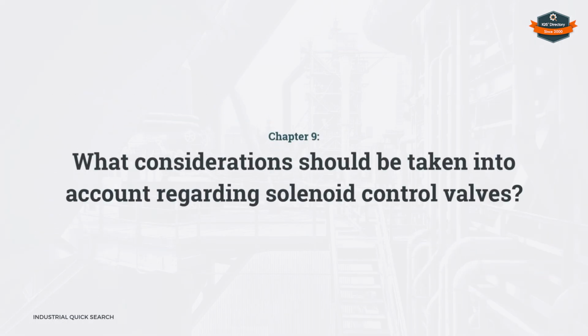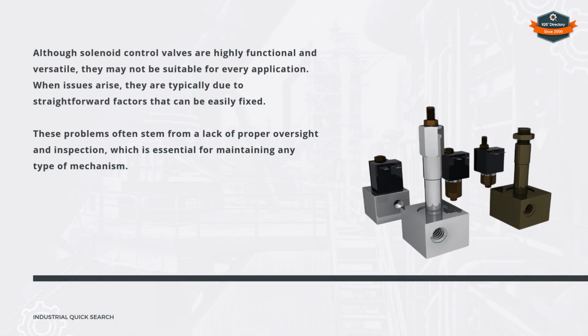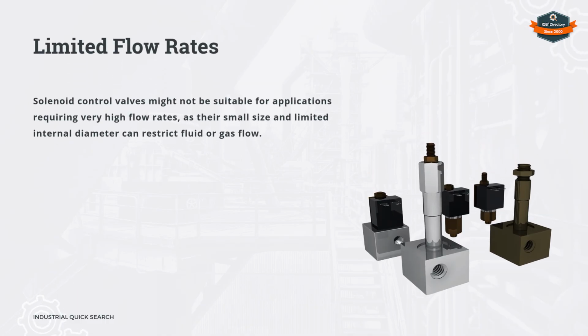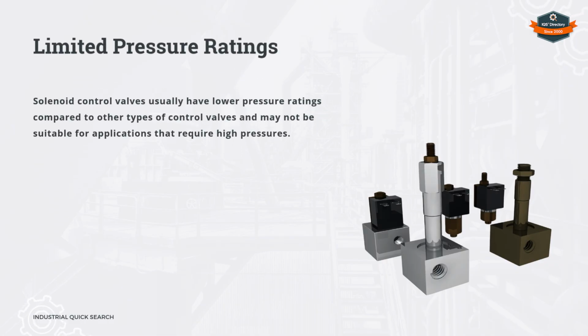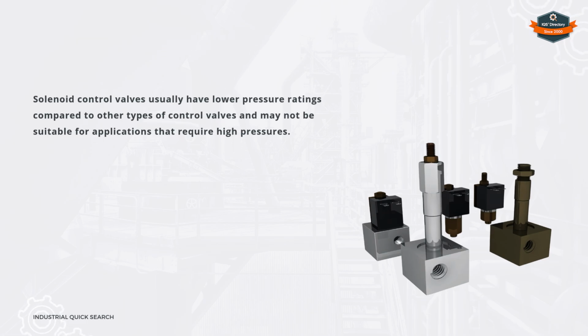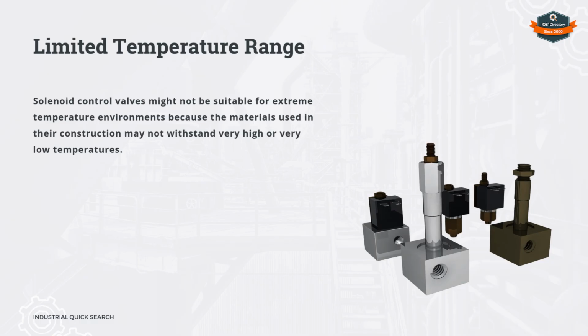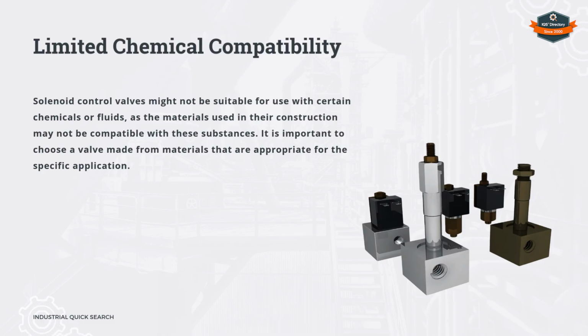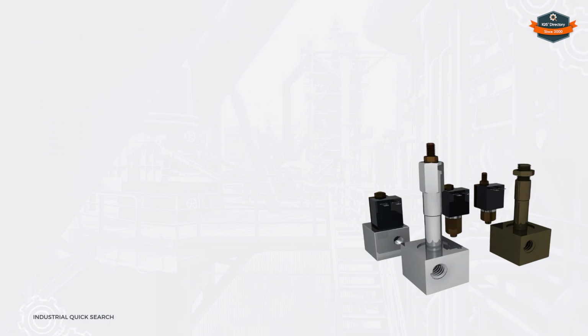Chapter 9. What considerations should be taken into account regarding solenoid control valves? Limited flow rates. Limited pressure ratings. Limited temperature range. Limited chemical compatibility. Electrical interference.